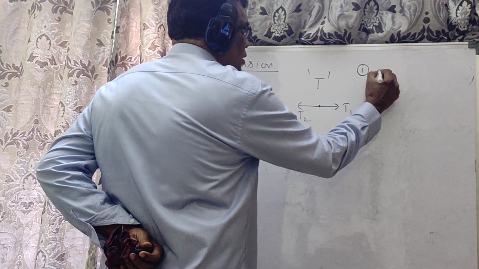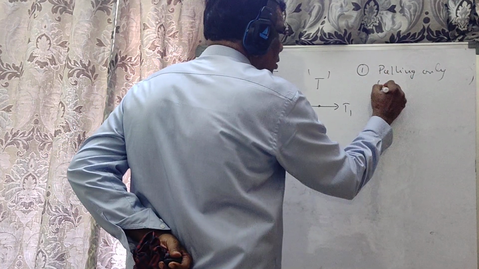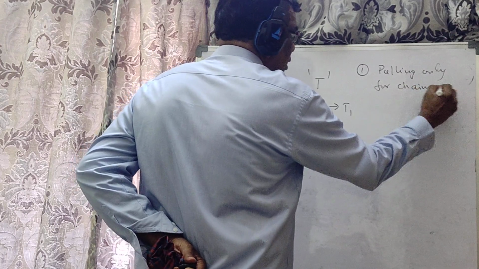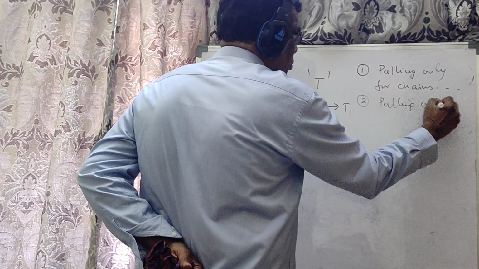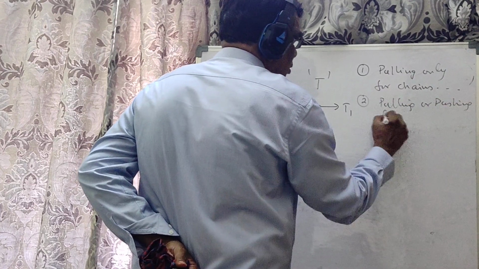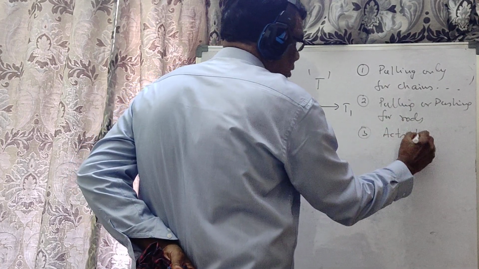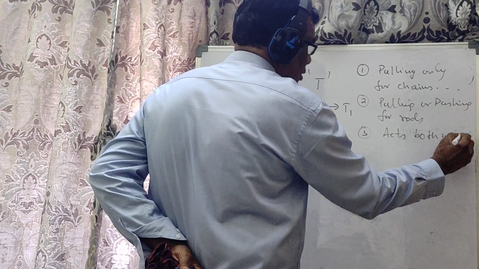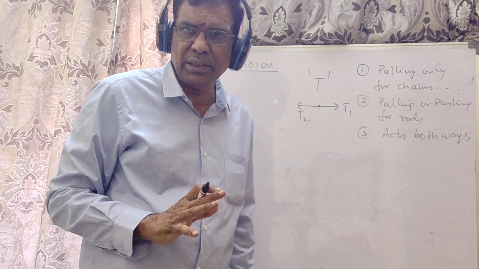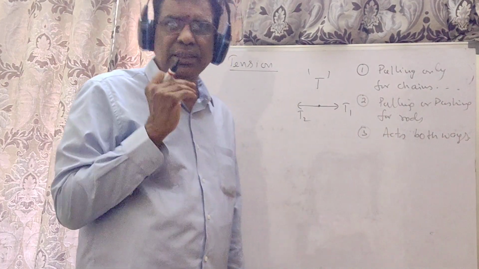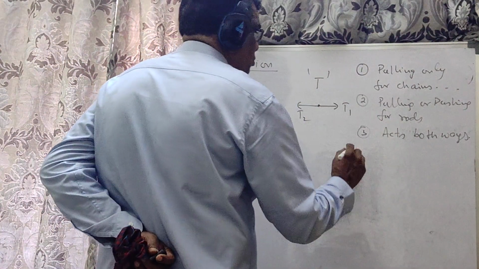First point: pulling only for chains, etc. Pulling or pushing for rods. Three: it acts both ways, always away from the body in question as far as ropes, chains and wires are concerned. Always away from the body, right?